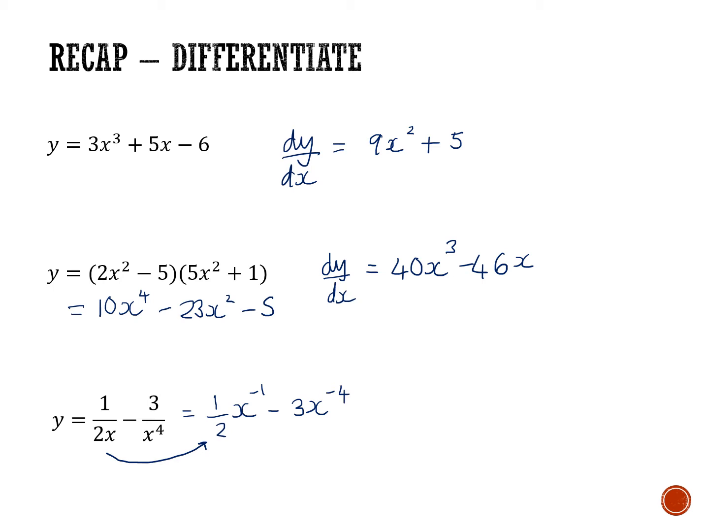So remember, when you've got 1 over, it's a negative power. Once I've written them like that, plain sailing, because all I'm going to do is bring down the power, leave the half the same, reduce the power by 1, x to the minus 2. Again, bring down the power, so I've got minus 4 times minus 3, which gives me plus 12, reduce the power by 1. Okay, so you're happy with those? That's to do with polynomials or powers of x.